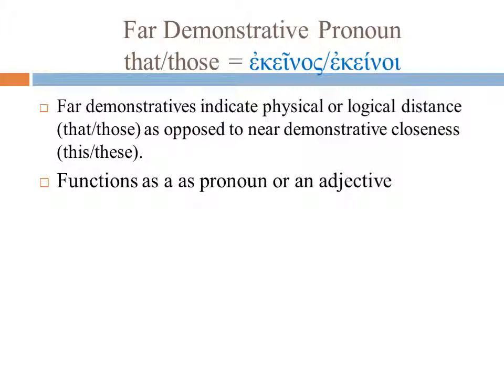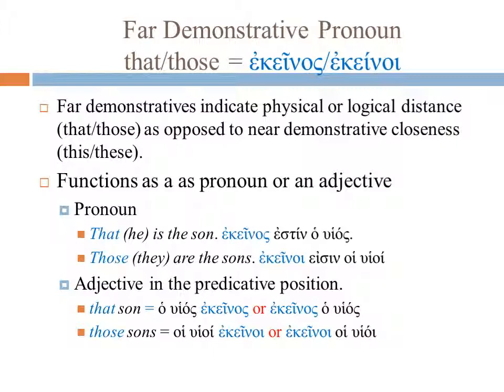Pronoun, that is the son. Ekeinos estin ho huios. This is just the beginning, ekein. Everything else is the same. Those, or they are the sons, ekeinoi eisin hoi huioi. And the adjective in the predicative position, just like the near demonstrative, except it is now that son, ho huios ekeinos, it's in two possible positions, right? Ho huios ekeinos or ekeinos ho huios. And those sons, of course, is just the plural, hoi huioi ekeinoi or ekeinoi hoi huioi.